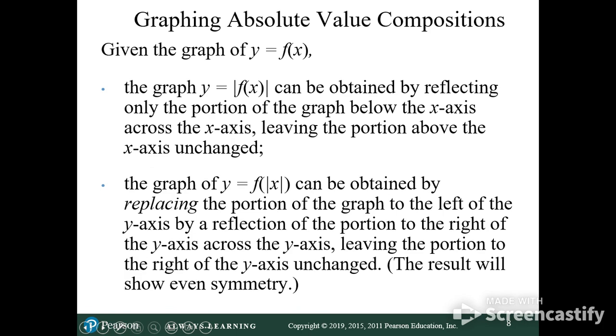Okay. So, absolute values, they get a little wonky. If you take the absolute value on the outside of the function, you're basically going to reflect anything below the x-axis to above the x-axis. If you put an absolute value inside the function, anything to the left of the y-axis will go to the right of the y-axis. But what's already on the right won't change at all. Okay? So absolute values make things a little wonky. It'll be all right.